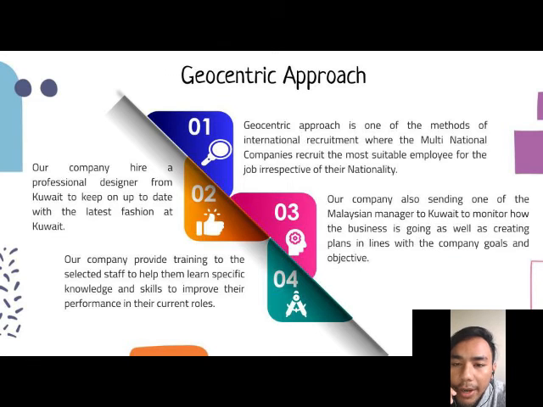Next, our company hires a professional designer from Kuwait to keep up to date with the latest fashion in Kuwait. Next, our company is also sending one of the Malaysian managers to Kuwait to monitor how the business is going, as well as creating plans in line with the company goals and objectives. Number 4, our company provides training to the selected staff to help them learn specific knowledge and skills to improve their performance in their current roles.